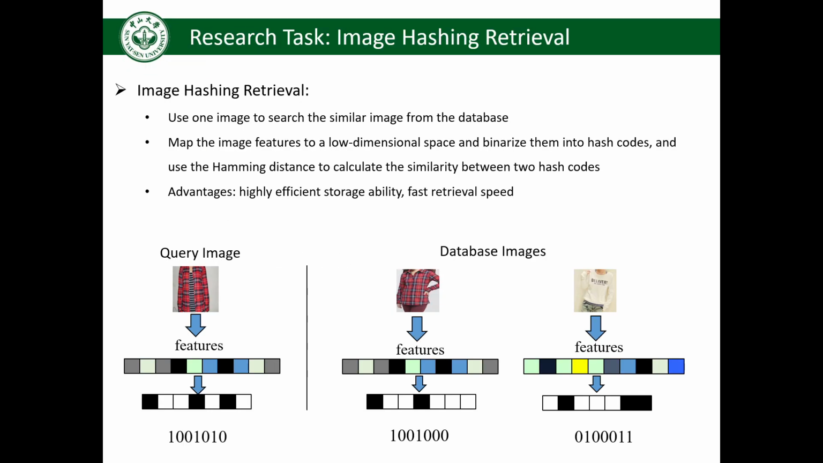First of all, our research task is image hashing retrieval. In this task, we use one image to search the similar image from the database. Image hashing retrieval is popular due to its highly efficient storage ability and retrieval speed. Image hashing methods encode the image into hash codes and use the Hamming distance to calculate the similarity between two hash codes. The following picture is the process of searching image in the database.